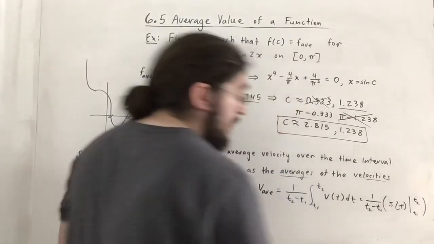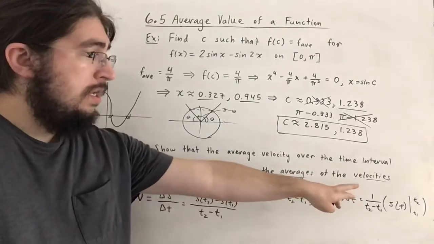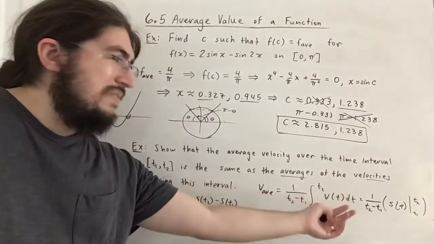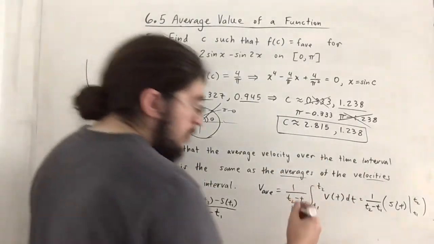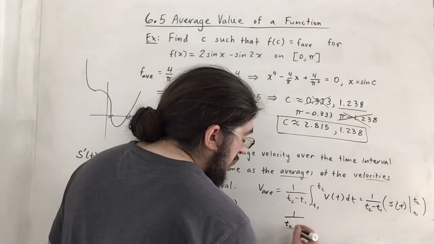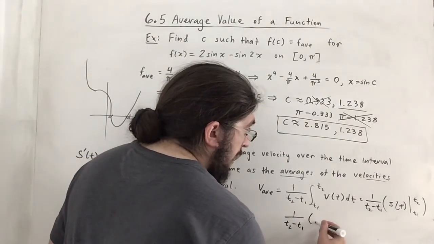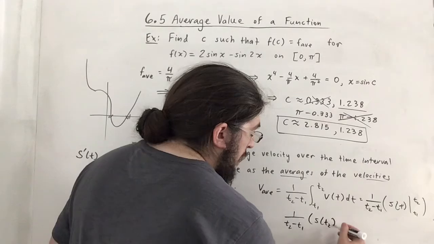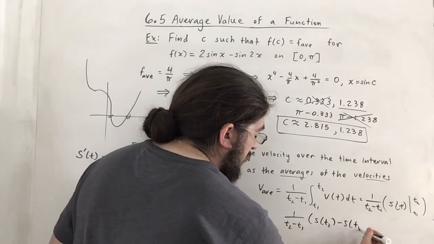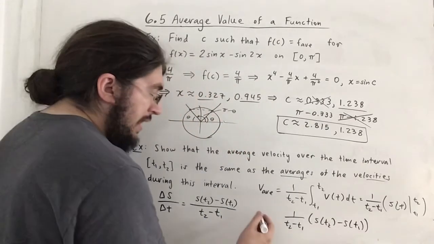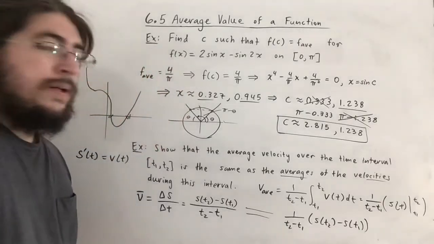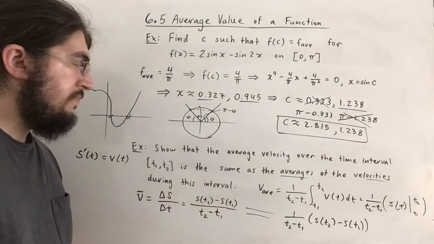And that's actually it, because when you evaluate s of t between those t values, you end up with 1 over t2 minus t1 times s of t2 minus s of t1 by FTC part 2, and that is literally just this. So we've shown what we needed to show.